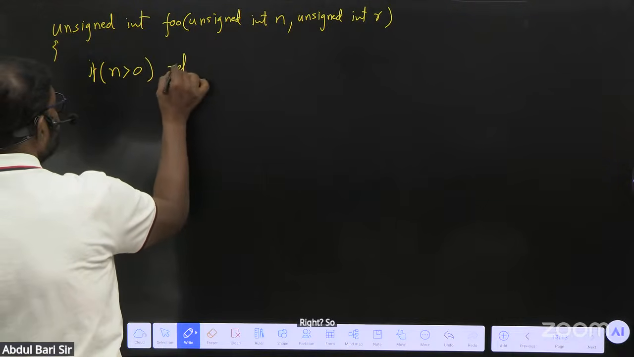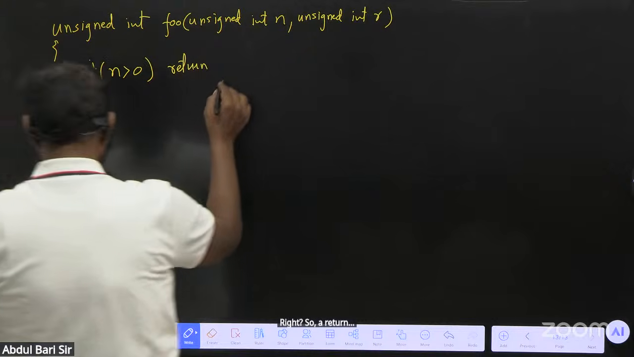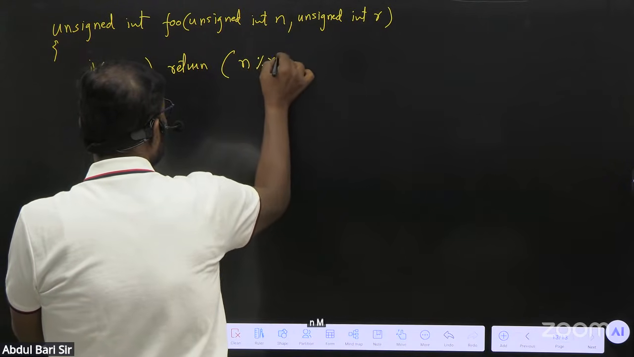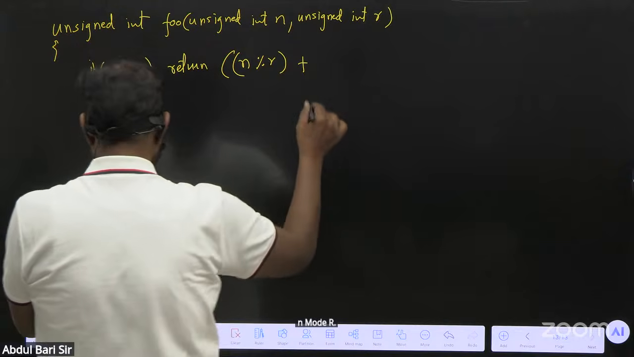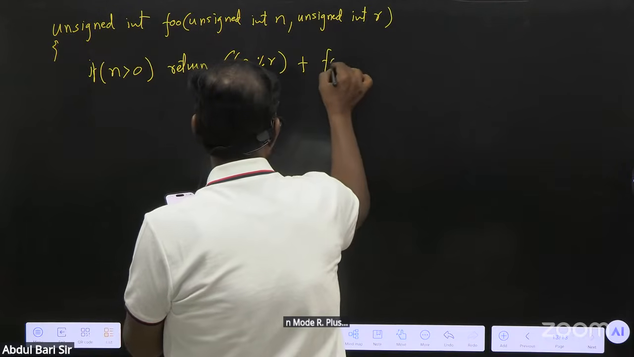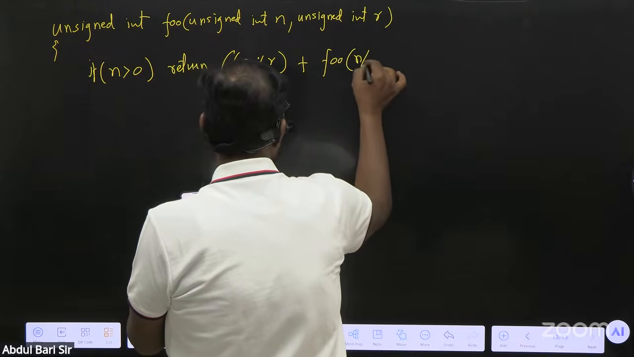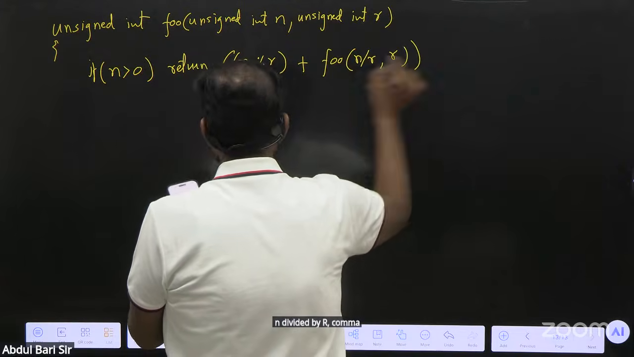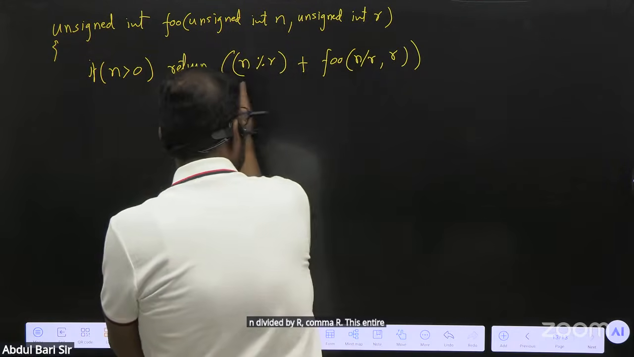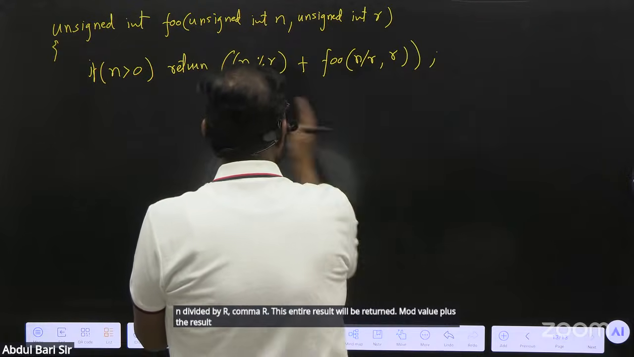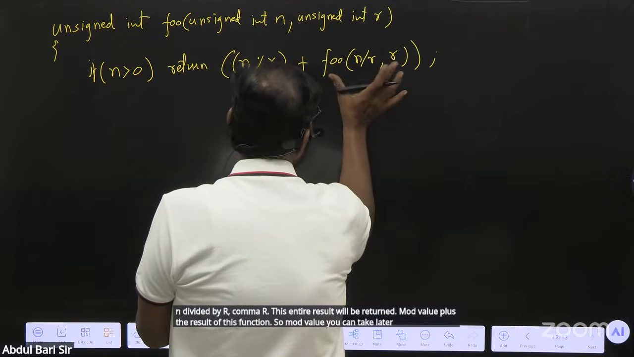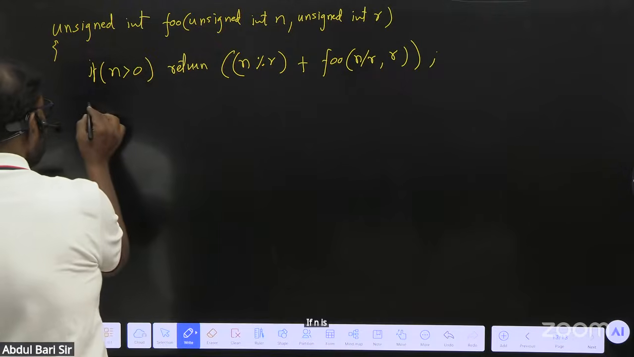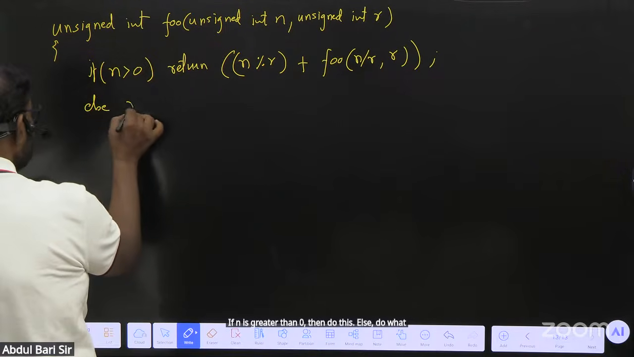So return n mod r plus foo of n divided by r, comma r. This entire result will be returned. Mod value plus the result of this function. So the mod value you can take later. First you should get this result, then you can add with the mod value. If n is greater than 0, then do this. Else do what? Else do nothing.